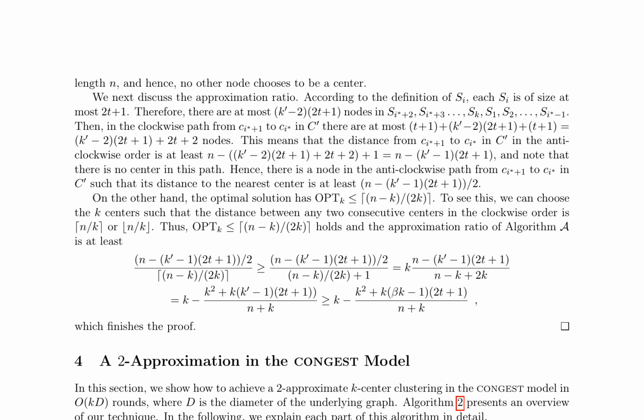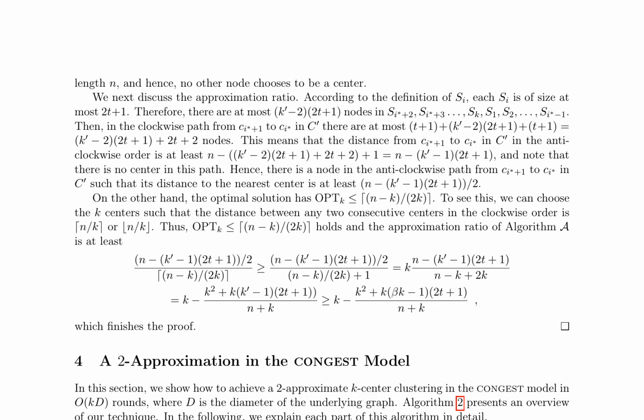implying that the distance from C plus 1 to C asterisk operator in C, in the anti-clockwise order is at least n, k, 1, 2t plus 1. Consequently, there exists a node in the anti-clockwise path from C plus 1 to C asterisk operator in C, with a distance to the nearest center of at least n, k, 1, 2t plus 1, 2.